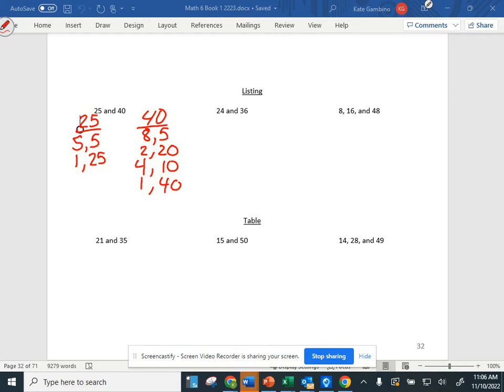So I'm going to look at my 2 sets, and I'm going to circle the biggest factor that they share. I'm going to start with the 25 because there's fewer numbers there. So I'm going to say, okay, does 40 have a 25 in it? No. My next number is a 5. Yeah, they both share the 5. That is my greatest common factor.